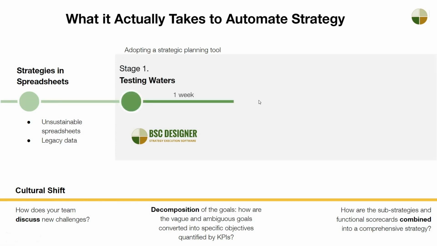Here are 3 steps that we typically see when organizations start adopting a new strategic planning tool. Key questions. Does the software feel good? What approach to strategic planning does it support? And what's the expected budget? The timeline is 1 week.